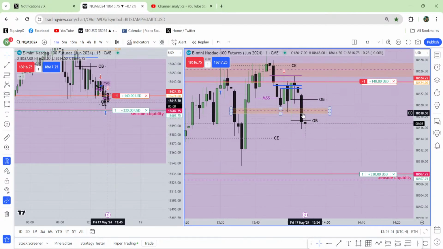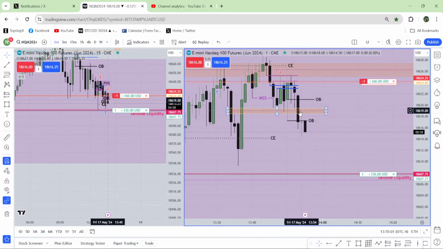Okay, and remember this parabolic gap. Yesterday, remember I took a sell when the last parabolic gap was broken. This type of parabolic gap, depending on that.